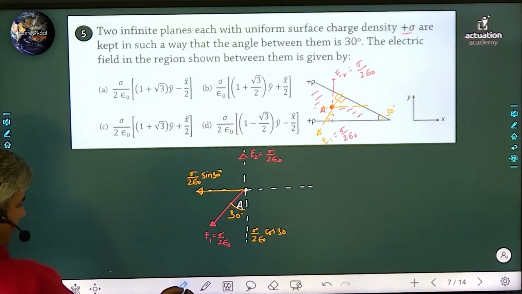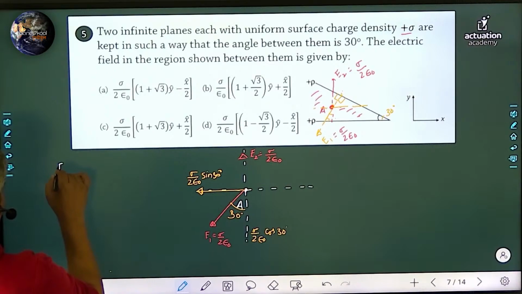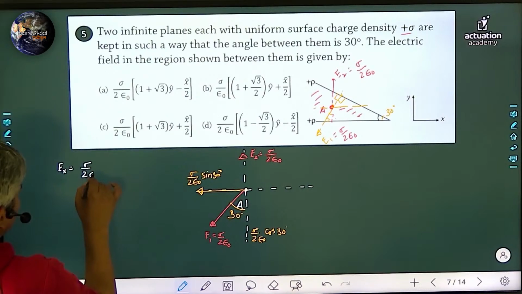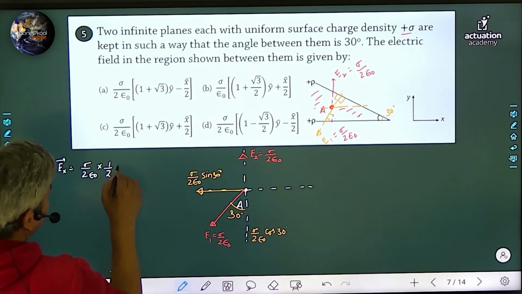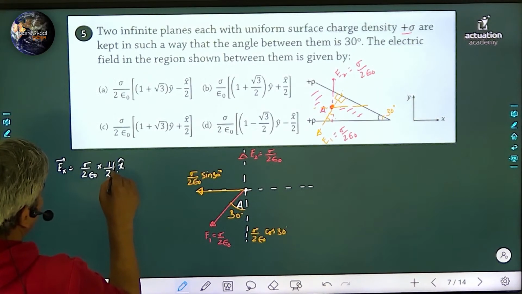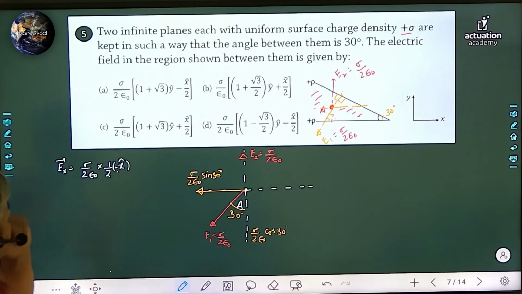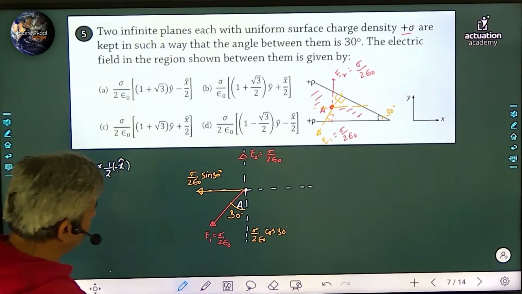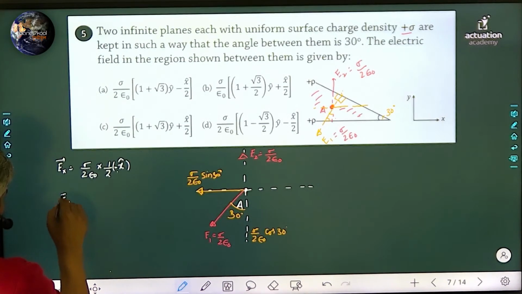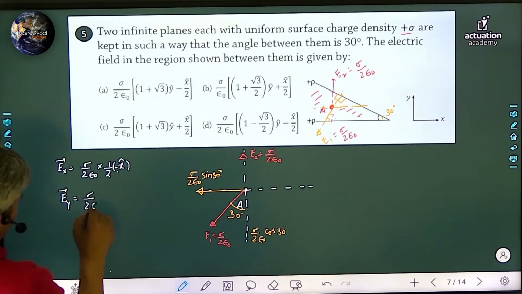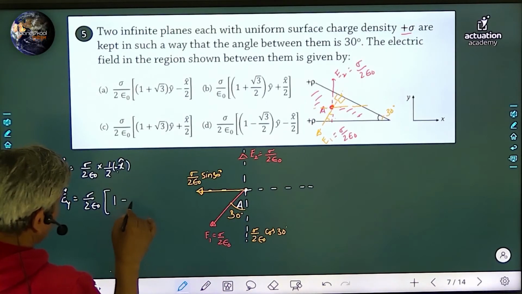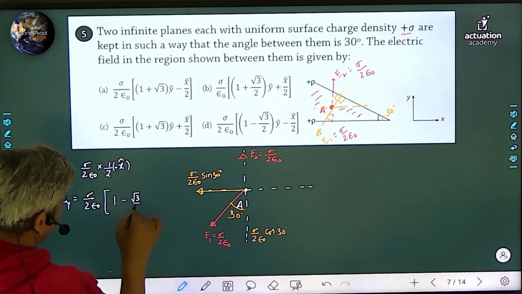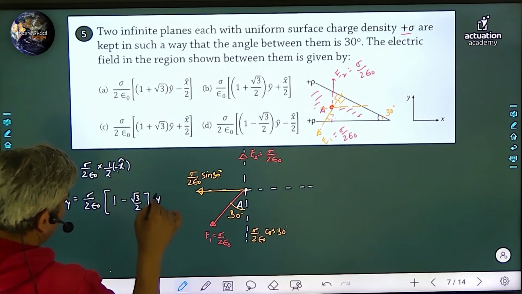Now, the x component of the field can be written as sigma by 2 epsilon naught sine 30, which will give us 1 by 2, x cap with minus sign because this is in the negative direction. Okay. And the y component can be written as sigma by 2 epsilon naught. This is positive 1 and this is negative. So this is cos 30. Cos 30 is root 3 by 2 and this is in y cap.